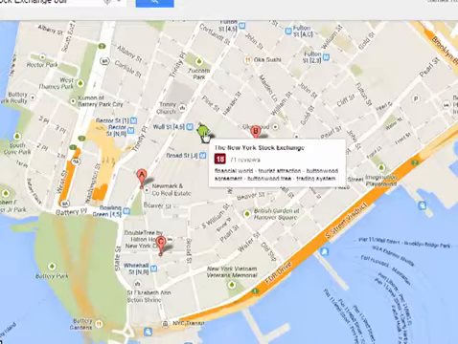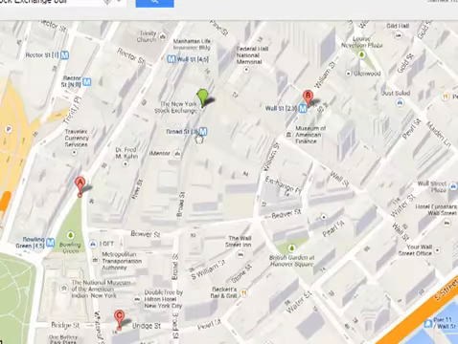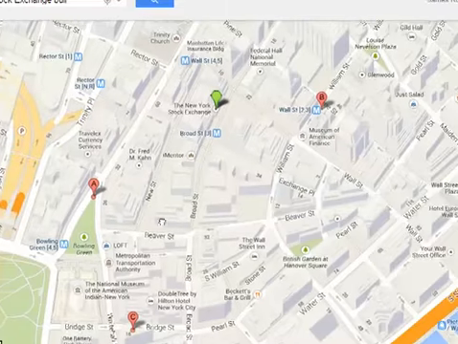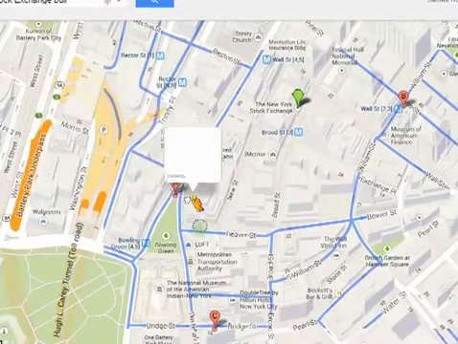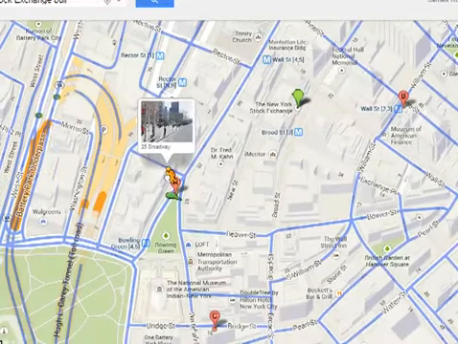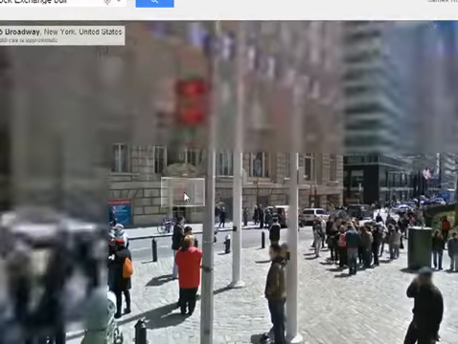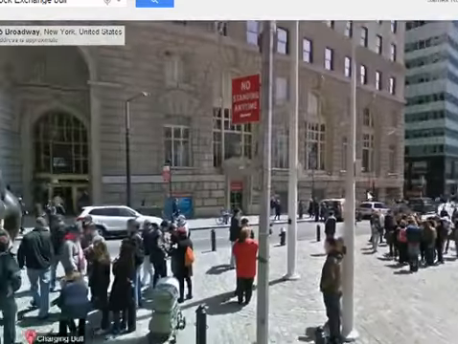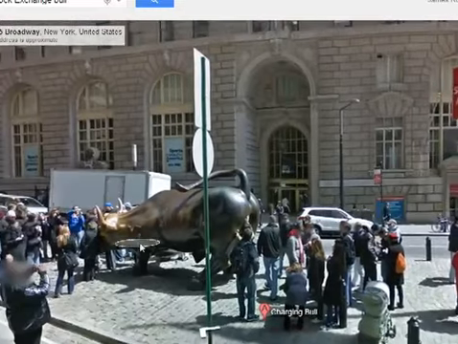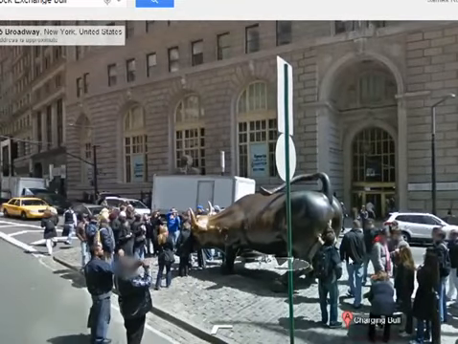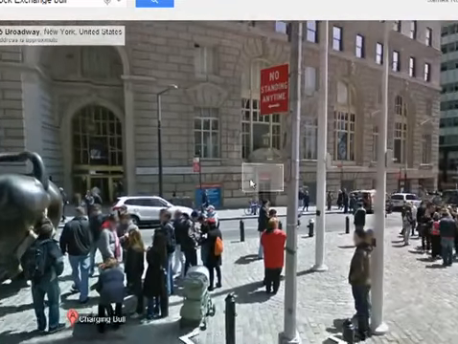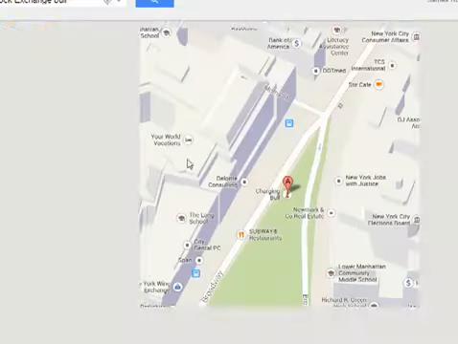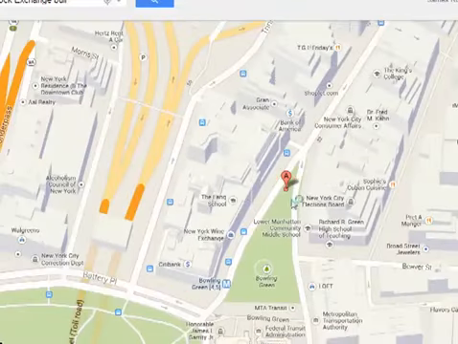Now right here is the New York Stock Exchange. Let's get a little closer. See the New York Stock Exchange? That's the picture we just looked at, that building. Here is the bull. Let me see if I can bring us in on that. Let's see. There he is. There's the bull there, with some people standing around taking pictures of it. Alright, let's zoom back out a little bit.